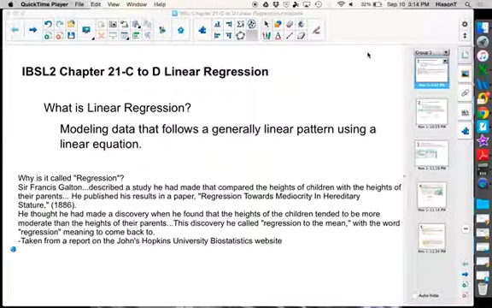So again, linear regression is modeling data that follows a generally linear pattern. Okay? And we're going to do this by using a linear equation.